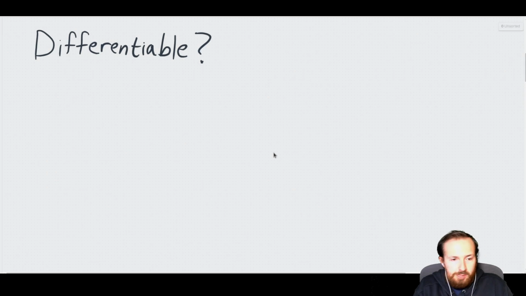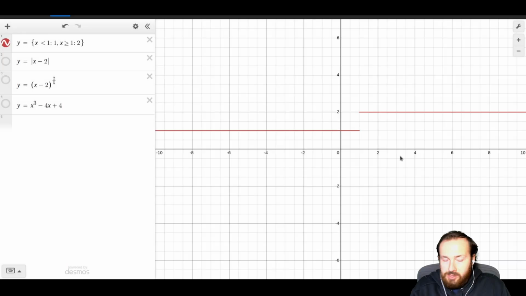Differentiable really just means that you can differentiate the function, and differentiate just means take the derivative. So a function is differentiable at a certain x value if it makes sense to take the derivative there. Or another way you could word it is if the derivative exists at that x value. So that's what differentiable means. It means that the derivative exists, basically.